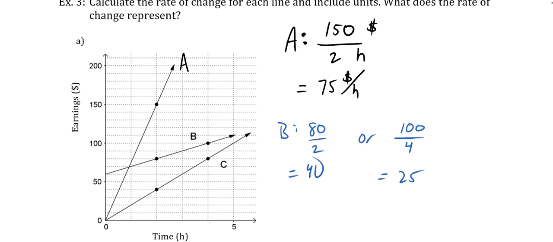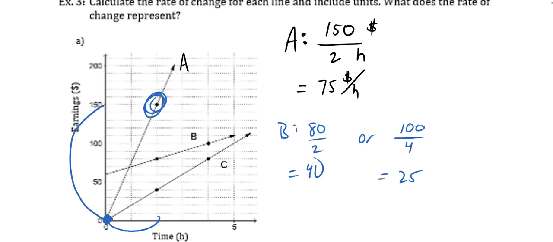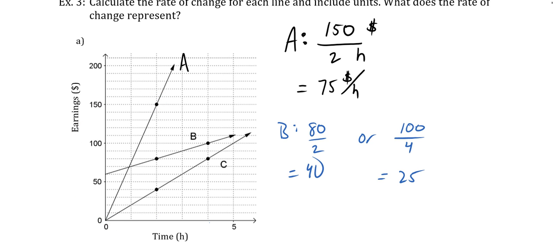Take a look. Just watch, though. When I used this point, I started at 0, so I made $150 in 2 hours. That was my total earnings. When I choose this point, I'm not making $80 in 2 hours. How much did I actually make? I started here. How much is that? I think it's 20.